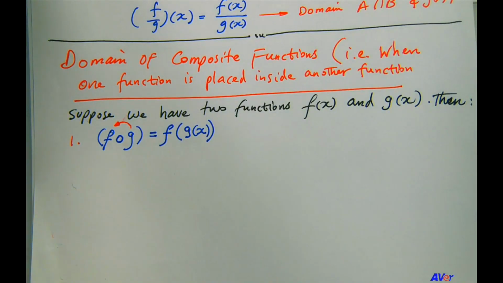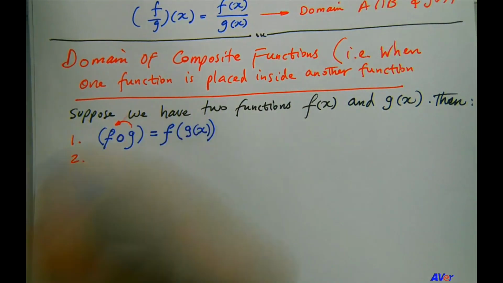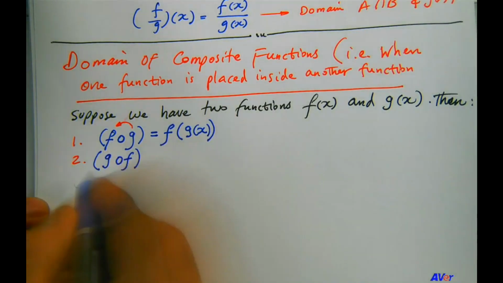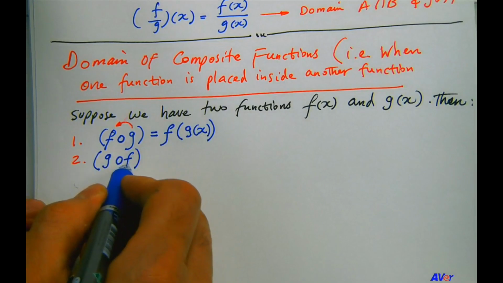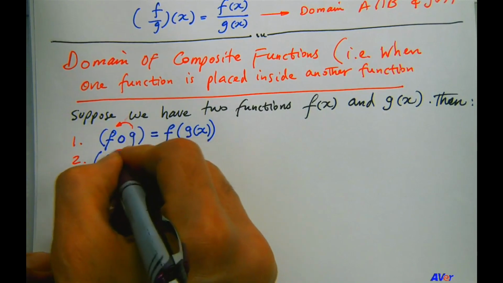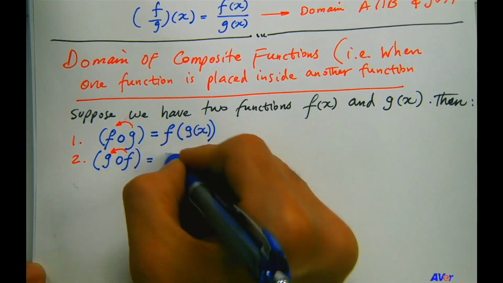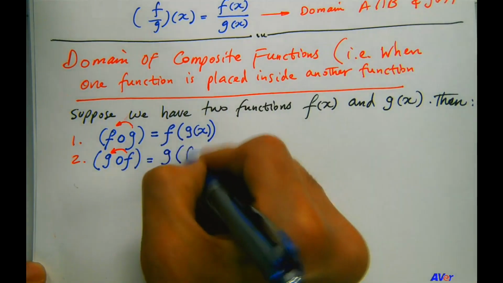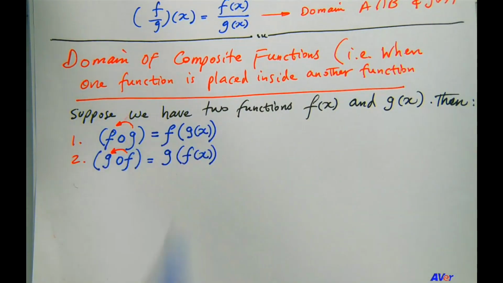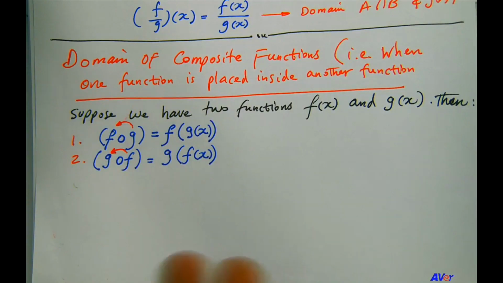Okay? Then, number 2, you could have G composition F. What does that mean? That means the second function, F, gets placed inside the first one. So F is the one that is being placed inside G. So that would be G of F, like that. So you can either use this notation or that notation. It makes no difference. But you've got to understand what this notation means.